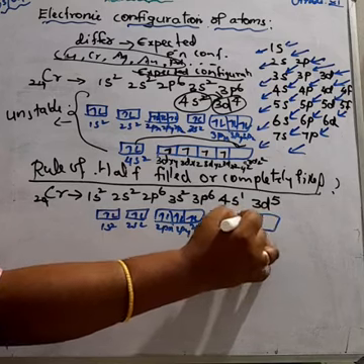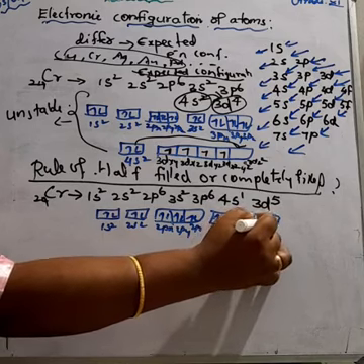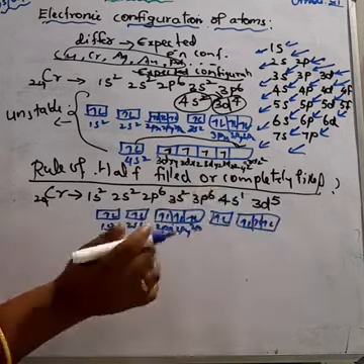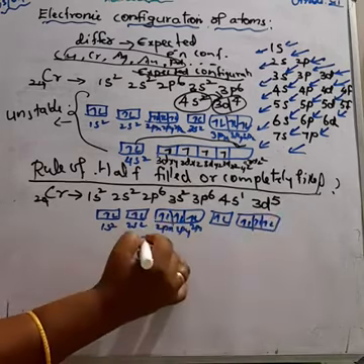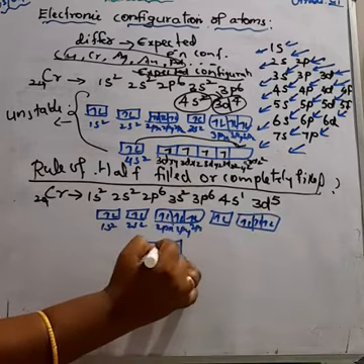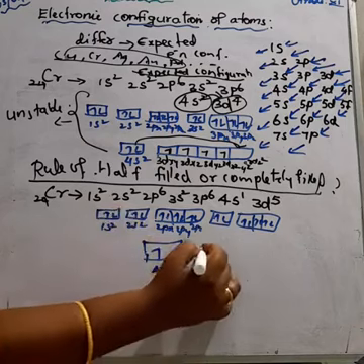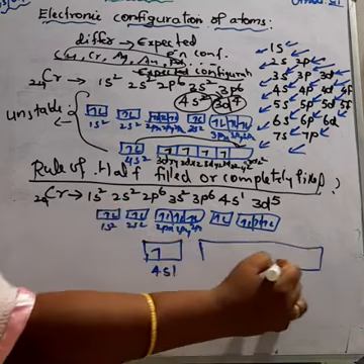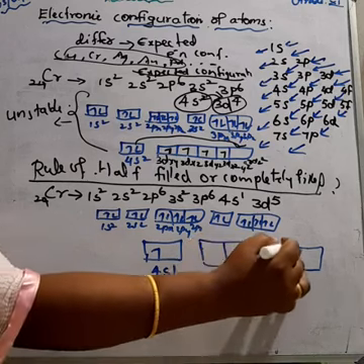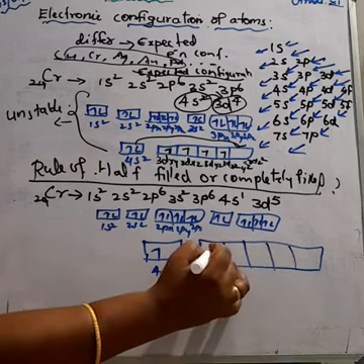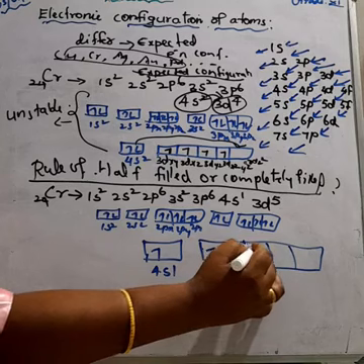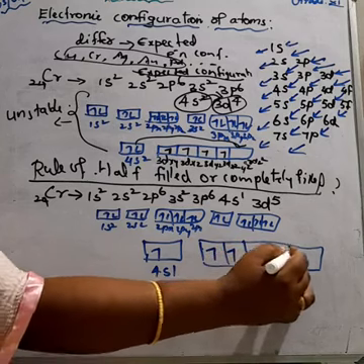How many electrons? 6 electrons. Then in the 4s orbital, how many electrons now? Only 1 electron. This 1 electron is shifted to the d orbital to make it stable. So in the d orbital, we now get 5 electrons.